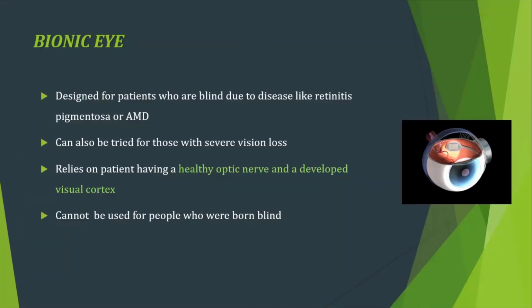So for a bionic eye, you need a healthy optic nerve and a developed visual cortex. For example, if a child is born blind, you cannot go for a bionic eye. In retinitis pigmentosa, where the visual cortex is already developed, you can go for a bionic eye.